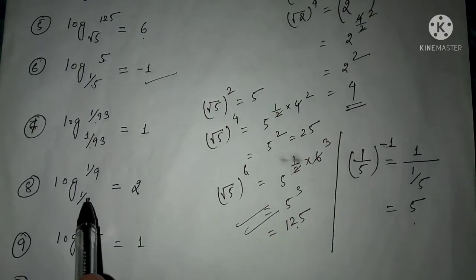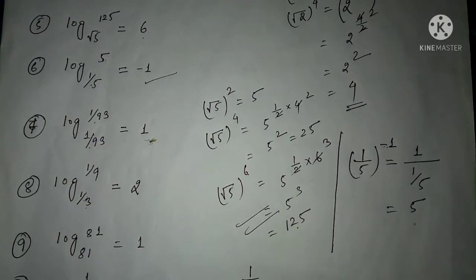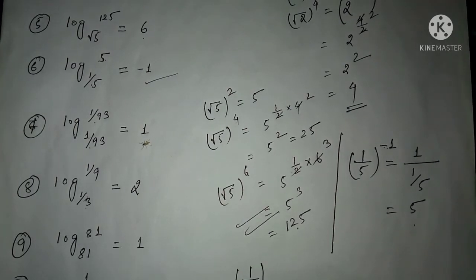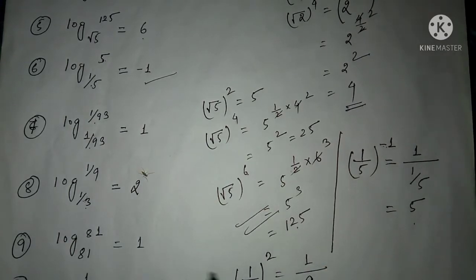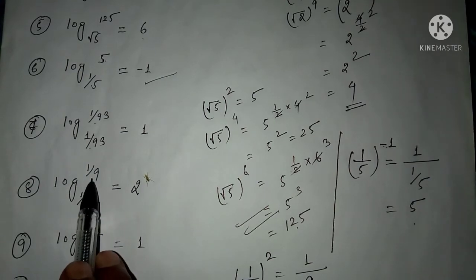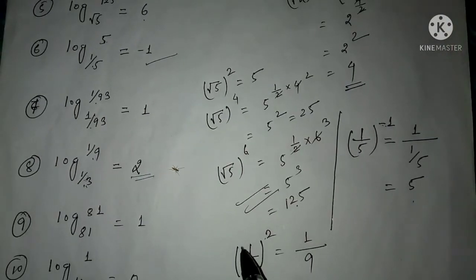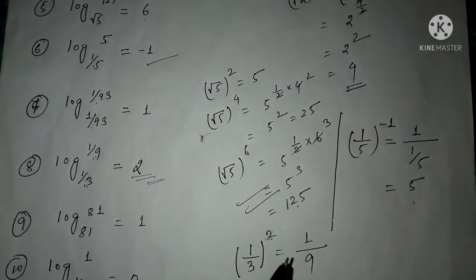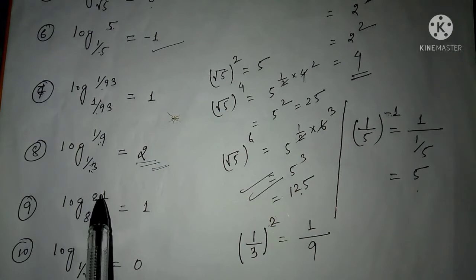Okay, the 8th number question is your log base 1 by 3 of 1 by 9. Now again they are asking what power of 1 by 3 gives us 1 by 9. So you write here 2, then it will be 1 by 3 squared, which is 1 by 9. That means what power of this 1 by 3 gives us 1 by 9? 2. When I write 2, then I am getting 1 by 9. So the answer is 2.